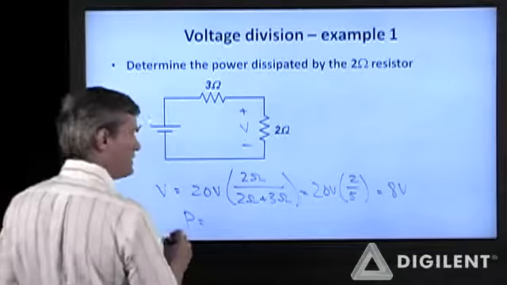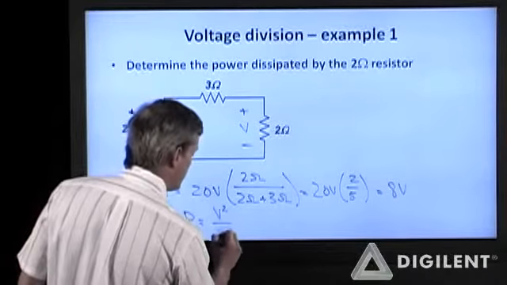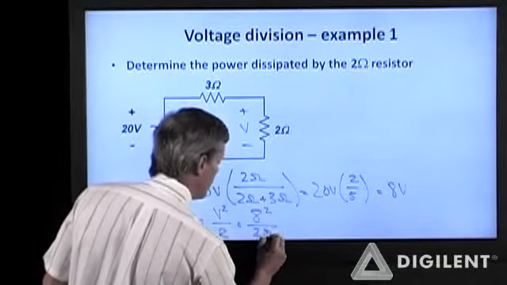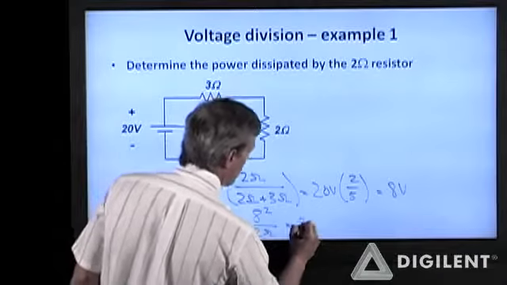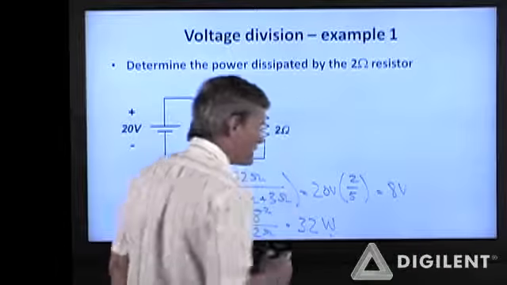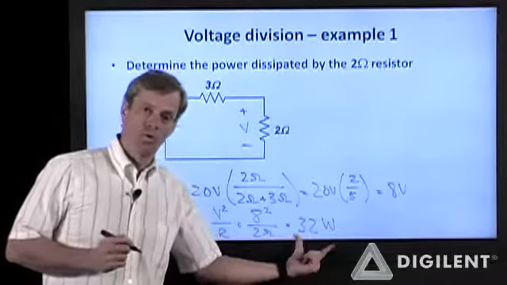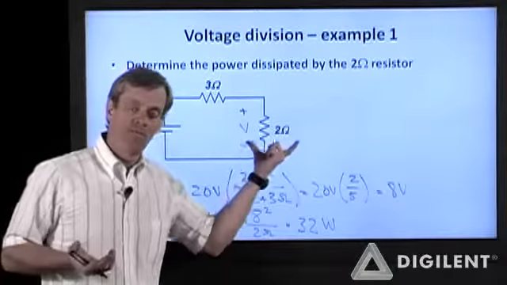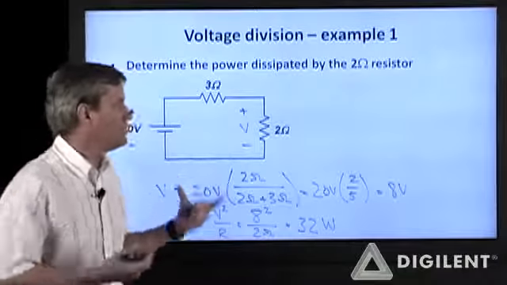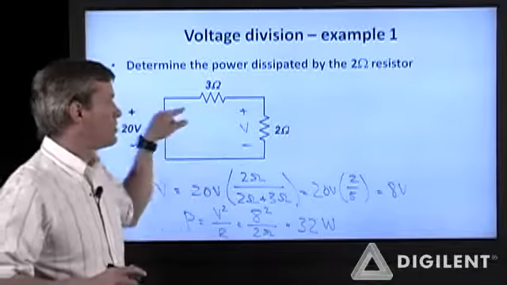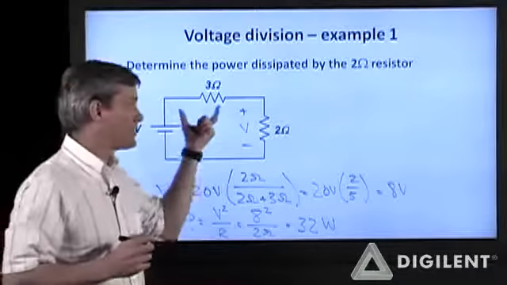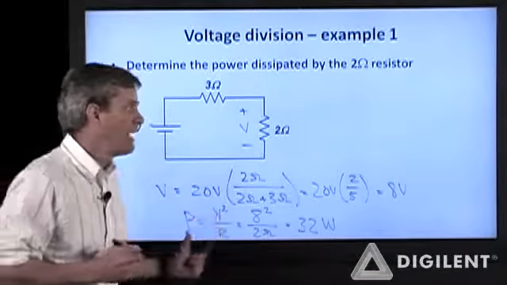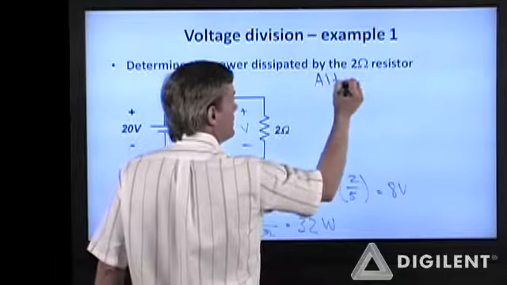And the power is equal to V squared over R, which is going to be 8 squared over 2 ohms, which is 64 over 2 or 32 watts. Resistors always absorb power. Now, if you didn't notice that this was a voltage divider, it's no big deal. You could also choose to determine the current through this circuit and then use power is equal to I squared times R.